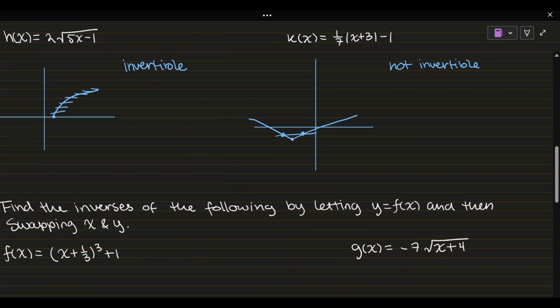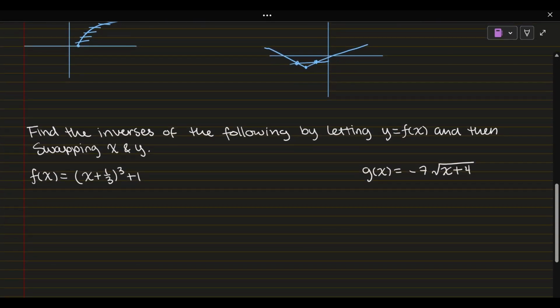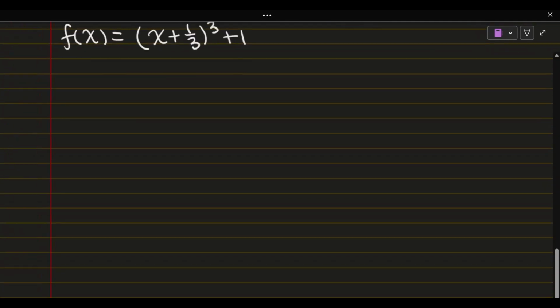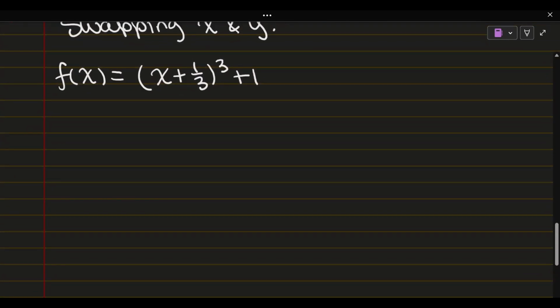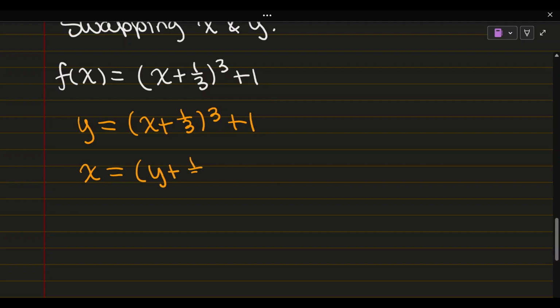Okay, so let's find some inverses. We want to find the inverses of the following by letting y equal f of x, then swapping y and x. So let's take a look at this. Our steps are: replace f of x with y. So y equals (x + 1/3) cubed plus 1. And then we swap x and y. So x equals (y + 1/3) cubed plus 1.